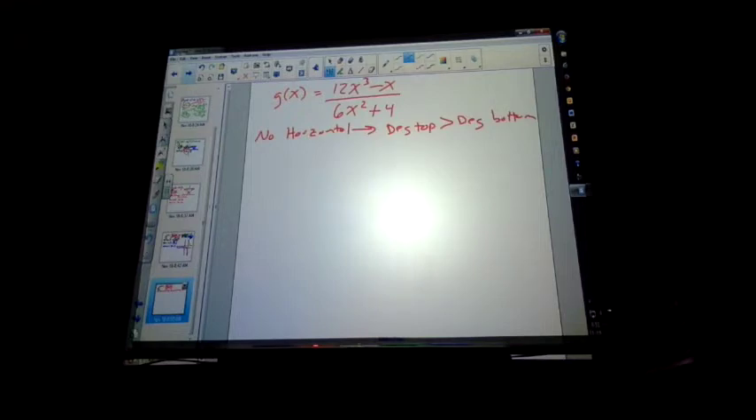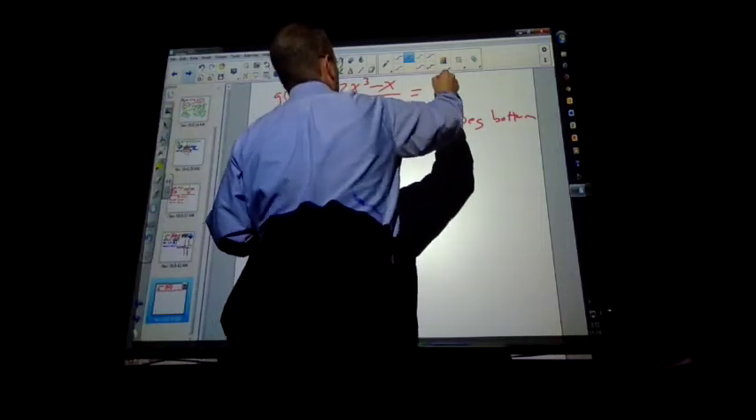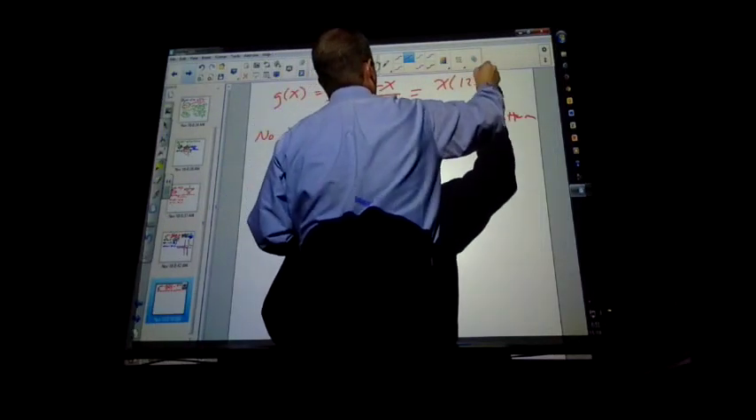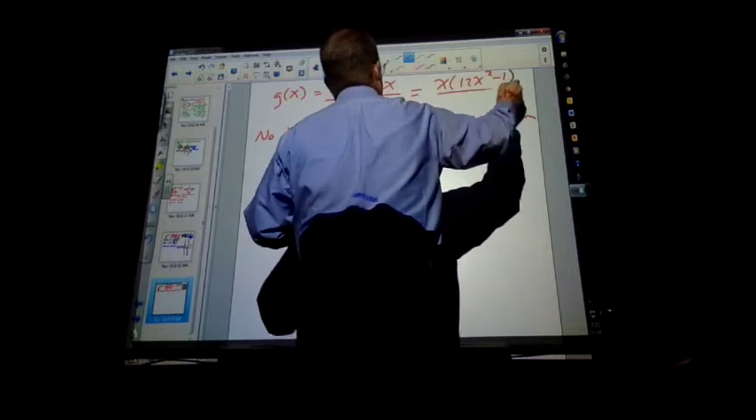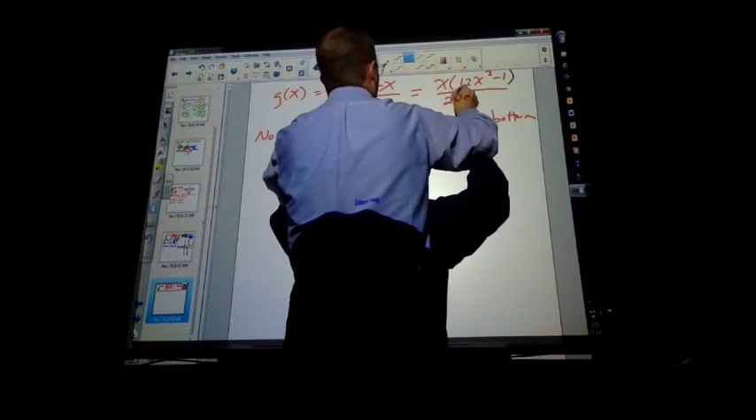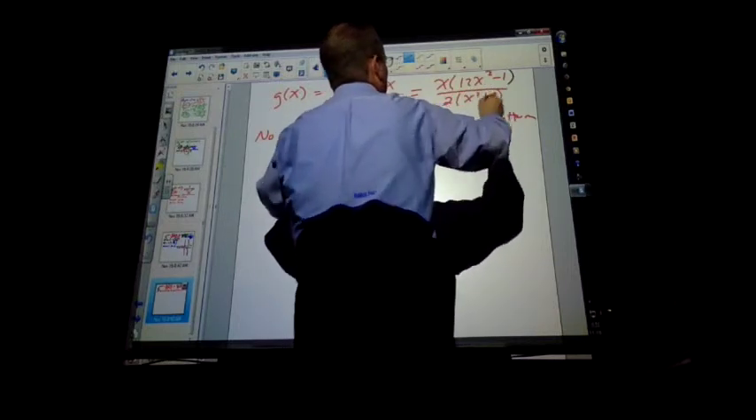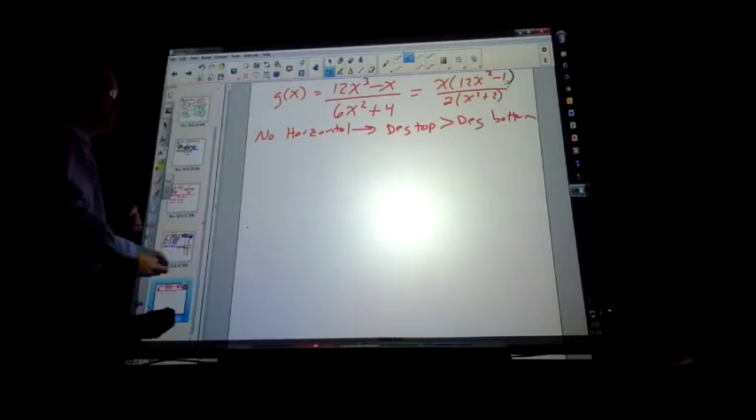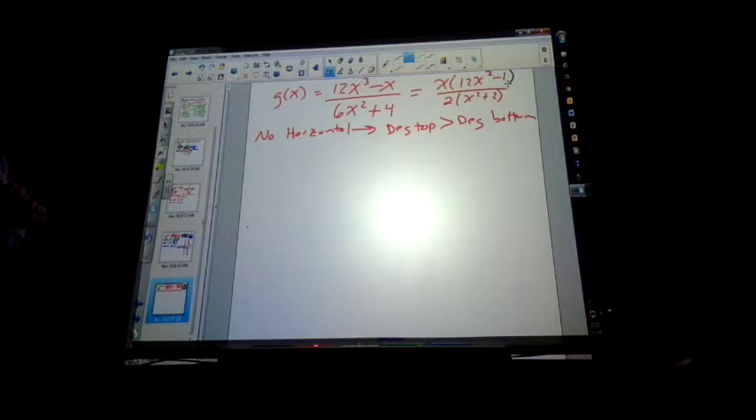Is there the right thing? Let me just make sure. It's all there. Does it look like it's going to necessarily factor? I mean, things that I know on top, if I factor the top out, I know I'm going to get this. And then if I factor bottom, it looks like I can take a 2 out and get x squared plus 2. So no horizontal.